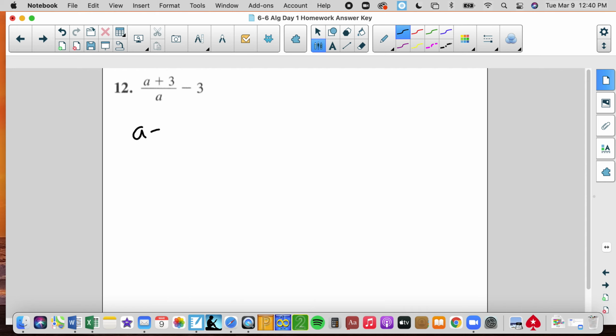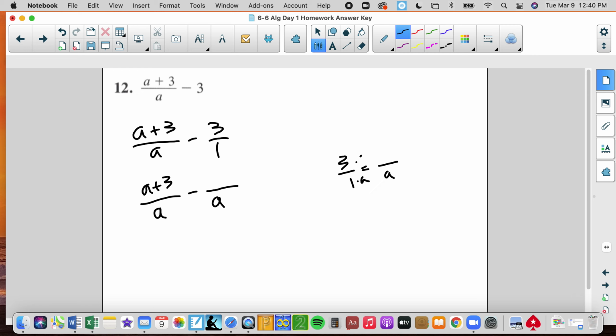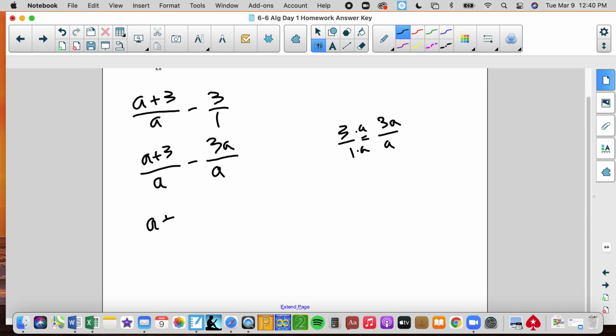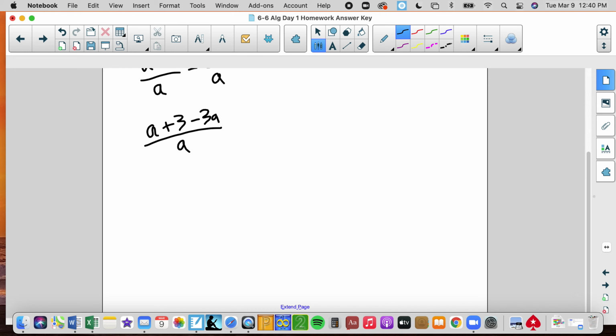We have a plus 3 over a minus 3 over 1. Common denominator is going to be a. That numerator stays. Let's convert 3 over 1 equals a's. We're going to multiply it times a, which gives us 3a. We get a plus 3 minus 3a all over a. We've got like terms. We've got a and negative 3a. We're always going to write our variables first.